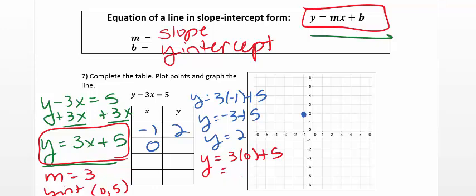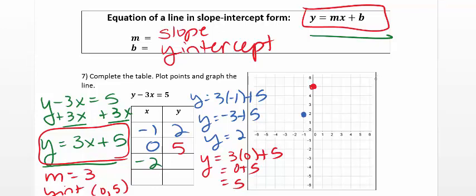So 3 times 0 is 0, plus 5 is going to be 5. Now I'm already up here on the graph, so if I do any more positive values for x, if I do 1, I'm going to be off the graph. So I'm going to pick some different values here. I'm going to pick a -2 to see what's happening down here in the graph.